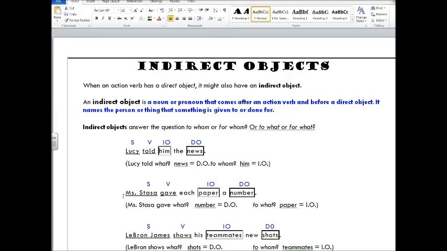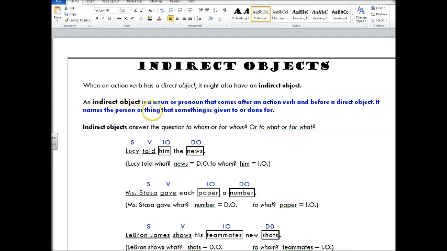This is Sentences 10, and we're going to look at indirect objects. When an action verb has a direct object, it may also have what we call an indirect object. An indirect object is a noun or pronoun. It comes after the action verb and before the direct object. It's very specific, its location. It's after an action verb and before a direct object.